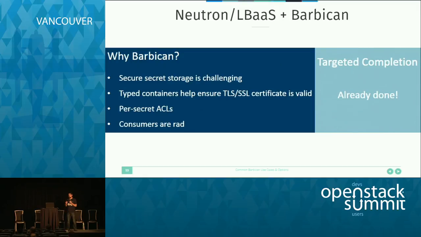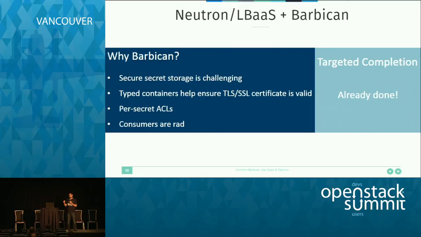And also, consumers are awesome, or rad, as Sheena has here on my slide. Consumers allow us to do a basic reference counting thing, and actually it's a little bit more than that: we can link back whatever is using this secret container or certificate container by its URI and store that in the metadata for the container. And we can do that atomically when we retrieve the data. So when Neutron LBaaS gets a user certificate, we atomically register as a consumer.